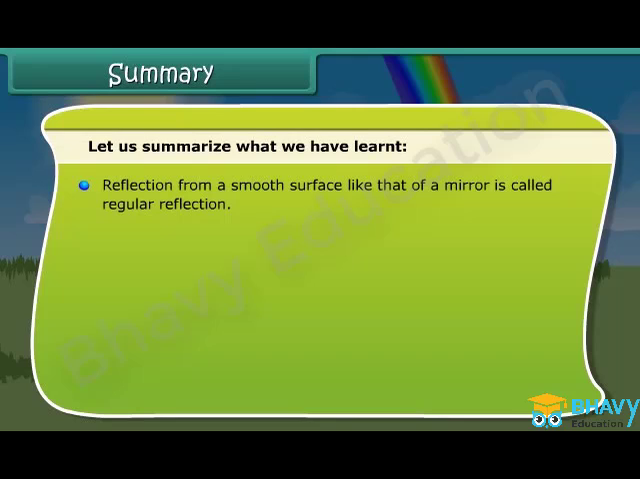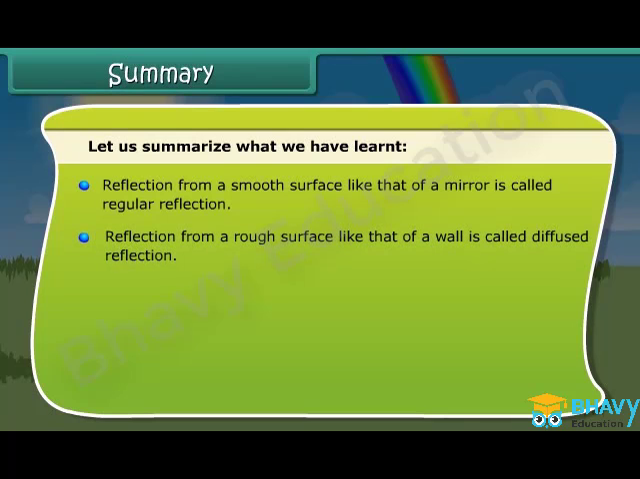Reflection from a smooth surface like that of a mirror is called regular reflection. Reflection from a rough surface like that of a wall is called diffused reflection.